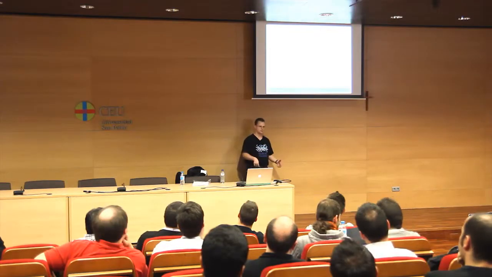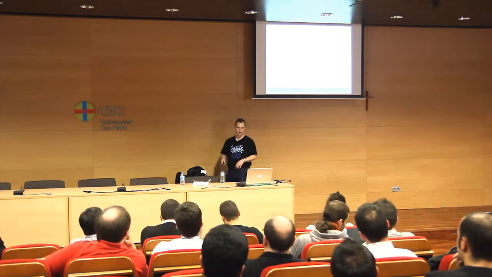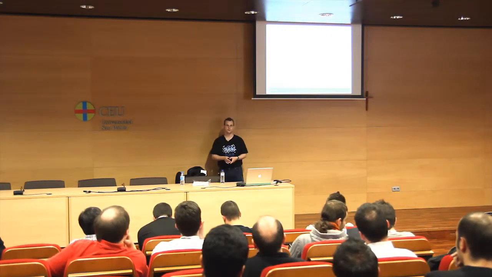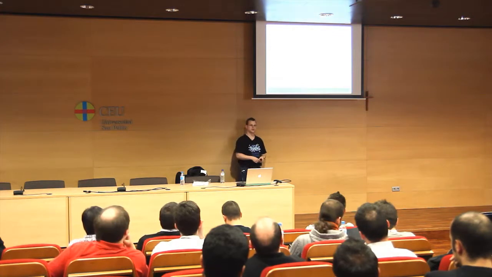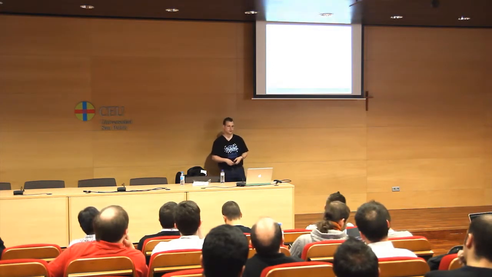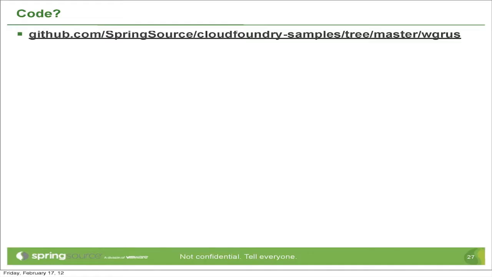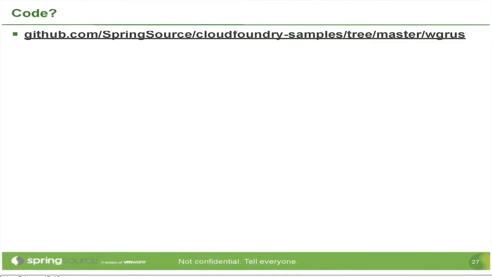Okay, very good. So, that code, by the way, all those examples, is available at github.com/springsource/cloudfoundry-samples/tree/master/wgrus. We'll look at some of that now, but it's just nice to know that there is actually code you can download and play with, even if I leave you very confused. I hope I won't, but if I do, just go to the code.